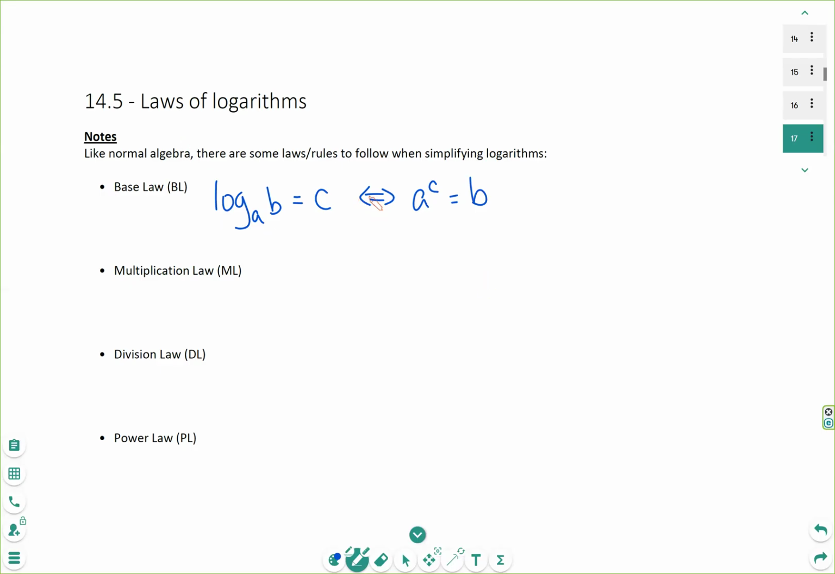So what about this arrow we're talking about? This arrow means implies, in both directions. It means log base a of b equals c implies a to the power of c equals b. But backwards as well: you can see the arrows point both ways. It means a to the power of c equals b can also be changed into log base a of b equals c.